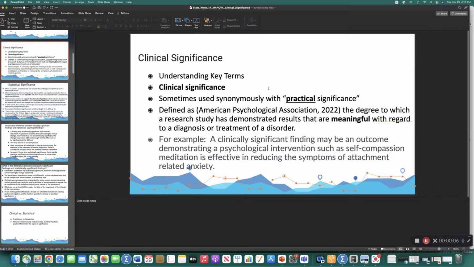All right, welcome to this edition of Stats Chats. Here we're talking about the difference between clinical significance and statistical significance.